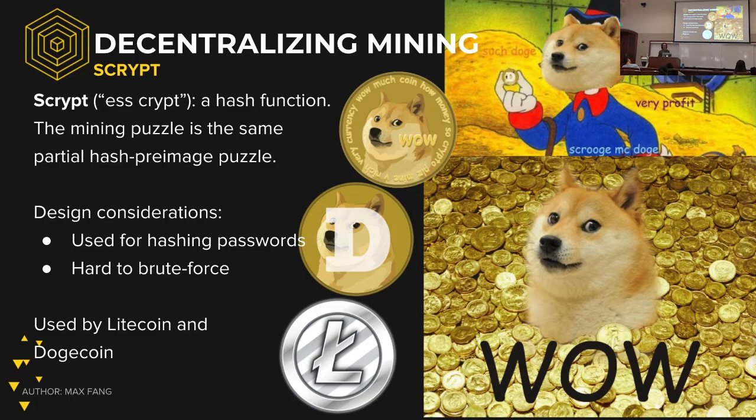But Dogecoin and Litecoin actually implement a memory hard hashing algorithm that's called scrypt. It's the hash function that they use. They use the same partial hash pre-image puzzle, so it's the same as Bitcoin, except they use a different hashing function that's actually bound by memory. And that means that those ASICs that were built for Bitcoin don't work in either of these systems. The hashing function was actually created initially for hashing passwords, and it makes it very hard to brute force. Whereas in Bitcoin, in a way you're essentially trying to brute force that answer. So it makes sense it's difficult to brute force this one in the same way. So like I said, it's used by Dogecoin and Litecoin.